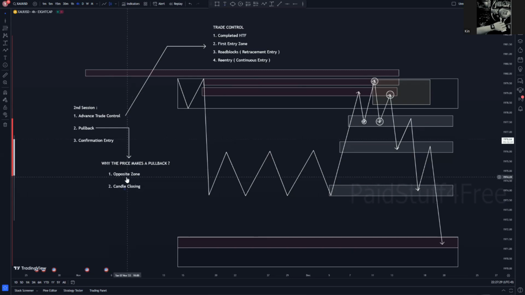For now, for the opposite zone, how it looks and how it works. For example, you have this engulfing sell. To answer the question of why the price creates a pullback to get back into the sell zone, it's because of the opposite zone, all right? So the first one is because of the opposite zone. And how about the second one?